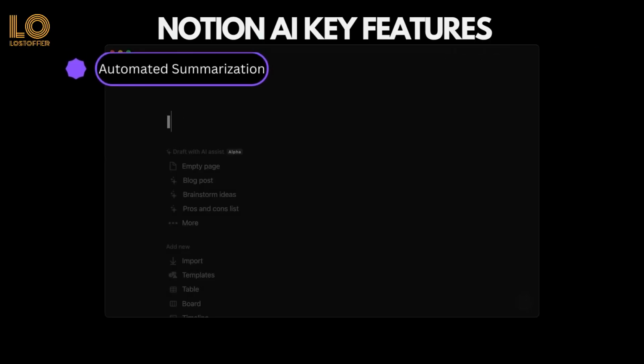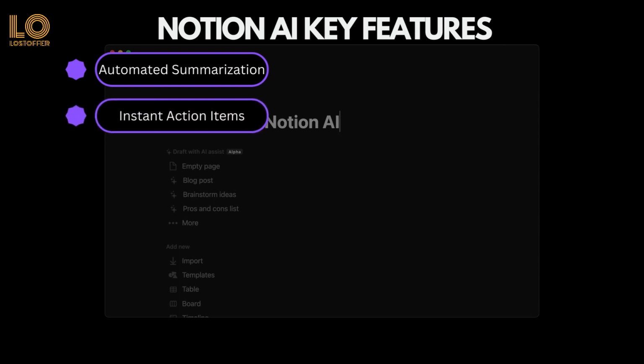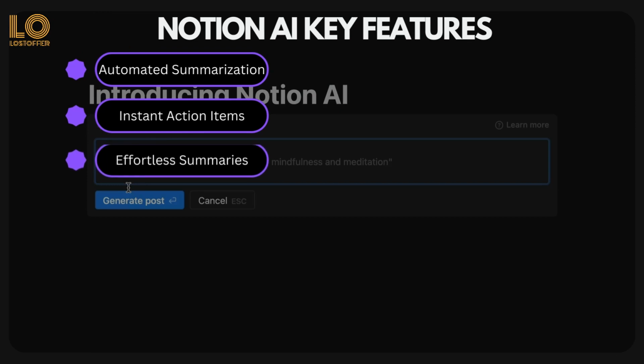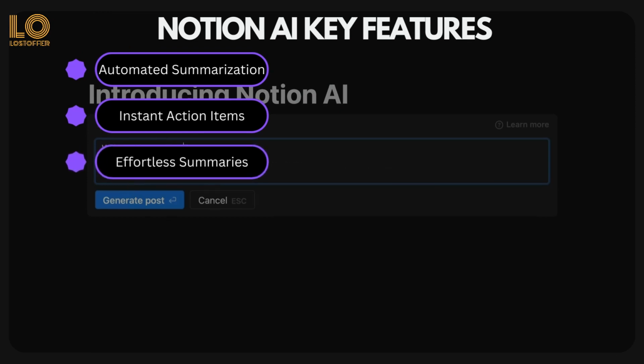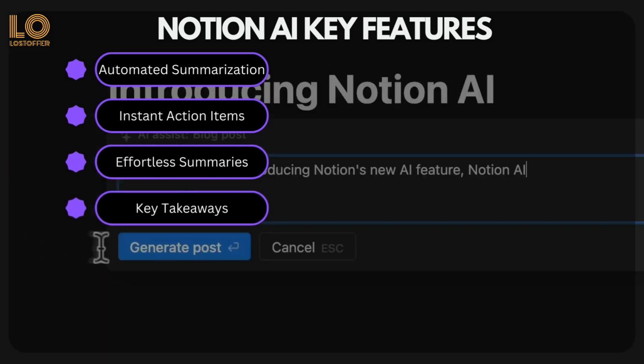Automated summarization. Quickly extract crucial points from messy notes. Instant action items. Transform meeting notes into actionable steps. Effortless summaries. Create concise summaries in just 30 seconds. Key takeaways. Surface essential insights from various sources.